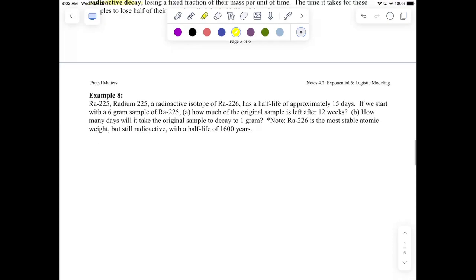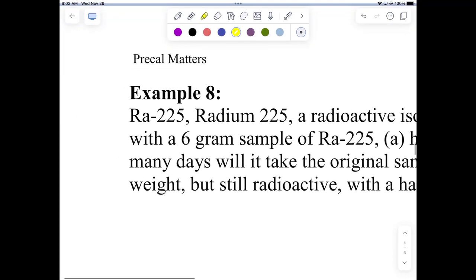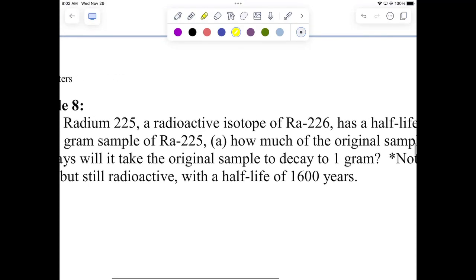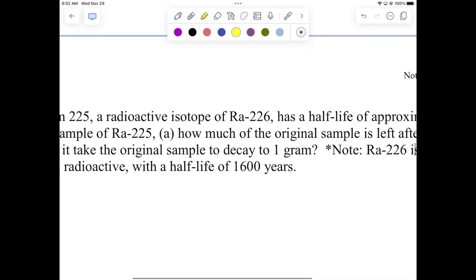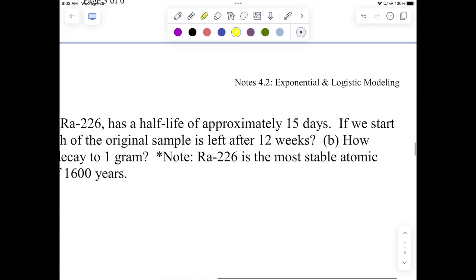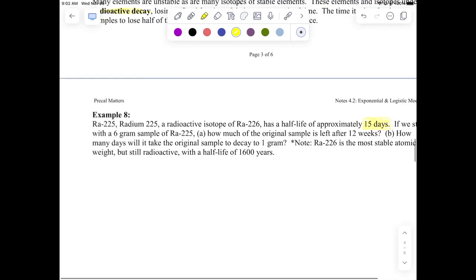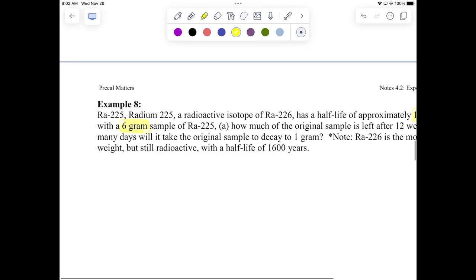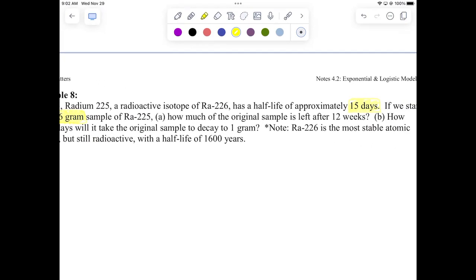Let's look at example 8. Ra-225. That's the way to say radium-225. 225 is a radioactive isotope of radium-226. The radium-225 has a half-life of approximately 15 days. So every 15 days, radium-225 loses half of its mass. If we start with a 6-gram sample, so we're measuring mass now in grams, not pounds, a 6-gram sample of radium-225, how much of the original sample is left after 12 weeks?